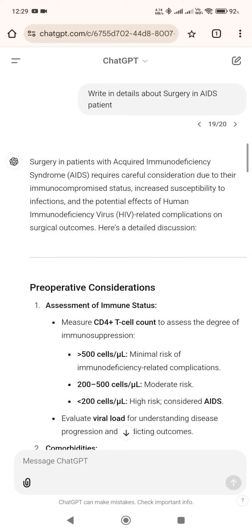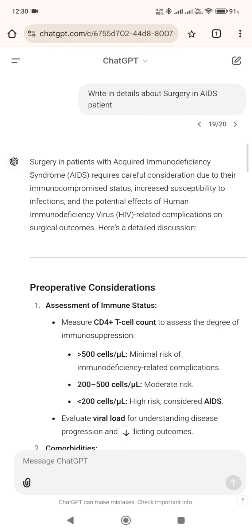Surgery in patients with acquired immunodeficiency syndrome (AIDS) requires careful consideration due to their immunocompromised status, increased susceptibility to infections, and the potential effects of human immunodeficiency virus (HIV) related complications on surgical outcomes. Here's a detailed discussion. Preoperative considerations.